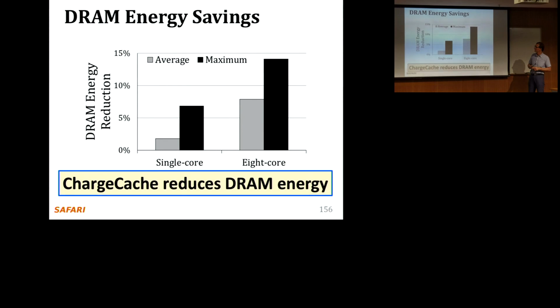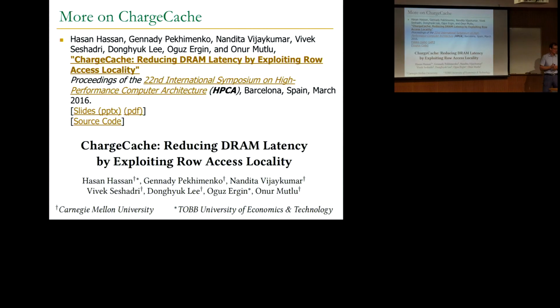Any questions? By the way, the 8 cores, what benchmark are you using? Just multi-programmed, yes. Same program or? No, it's mixed. It's heterogeneous, basically.